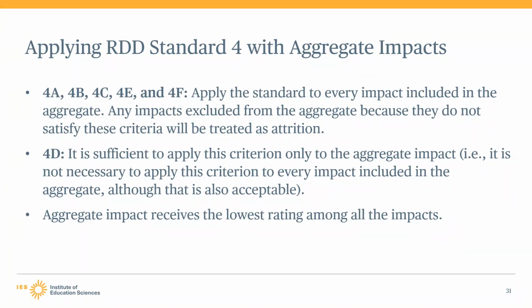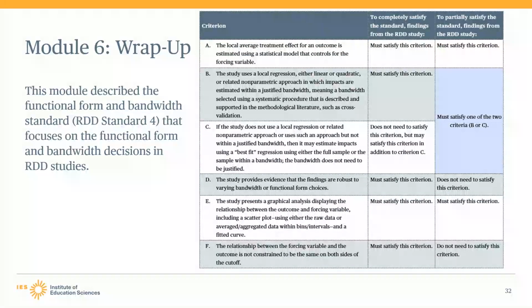When assessing RDD criterion 4D for aggregate impact findings, this criterion can only be applied to the aggregate impact. Namely, it is not necessary for study authors to show robustness of every impact included in the aggregate, although doing so is also acceptable. This concludes our module on the WWC's fourth RDD standard, or the Functional Form and Bandwidth Standard. Let's review what we discussed in this module.